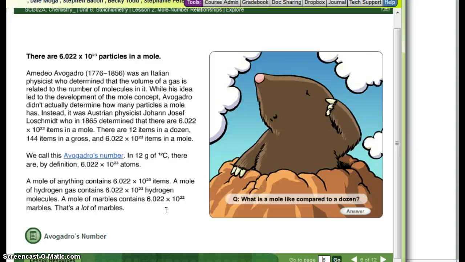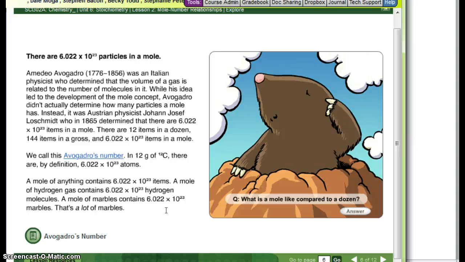Just like there are 12 items in a dozen, 144 items in a gross, and, everybody say it with me, 6.022 times 10 to the 23rd items in a mole. We call this Avogadro's number. In 12 grams of carbon-12, there are, by definition, 6.022 times 10 to the 23rd atoms. A mole of anything contains 6.022 times 10 to the 23rd items.